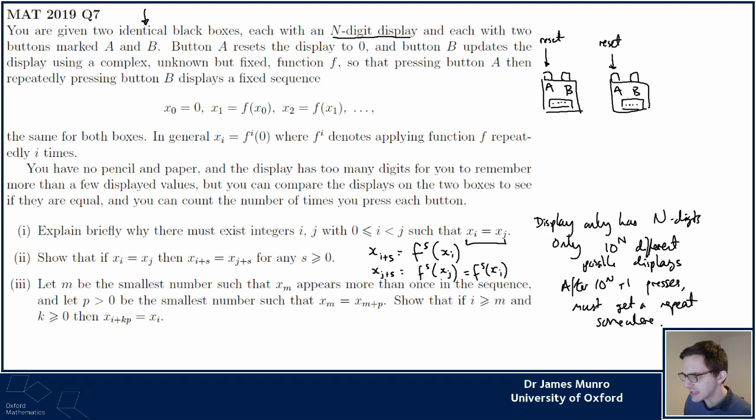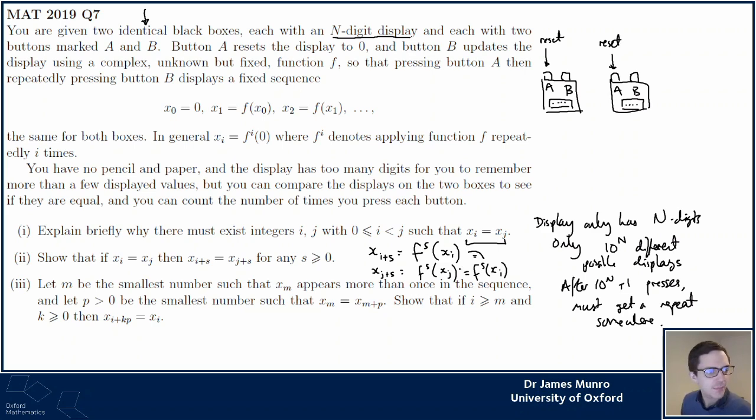So I can replace this xj with xi because xj is equal to xi, and now these things are exactly the same. Okay, because I suppose this function is uniquely defined, given an input. So given this input and then do the function s times, that's deterministic, you're going to get the same thing over here as you get over here.